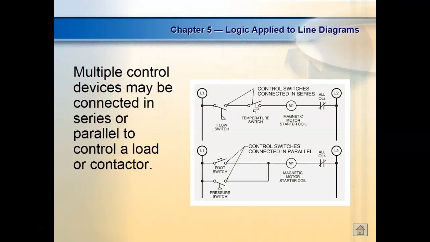Multiple control devices can be connected in series or parallel, the way you have circuits. So notice this one right here. This one has to be closed, and this one has to be closed before the relay is energized. What logic do you think that is? And if this one is closed, or this one closes, this relay would be energized. So what logic is that? Or. Yeah, so there's our logic: and, or.